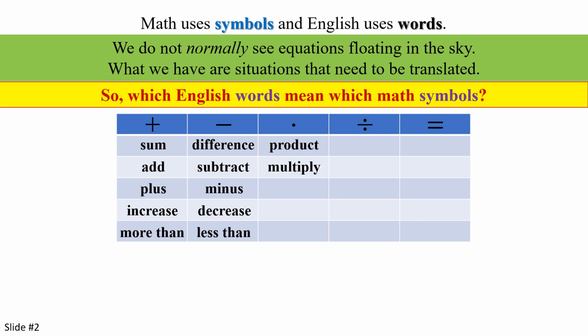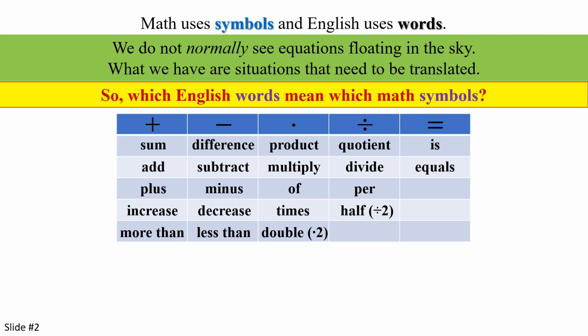Product for the multiplication dot, or multiply, or of, times, or double or triple. Double would mean 2 times. The division symbol: the word quotient, divide, per, half, which just means divide by 2. The equal sign can be represented by the word is, or equals, or results in, or represents. There are other words, but these are the main ones that you'll see.